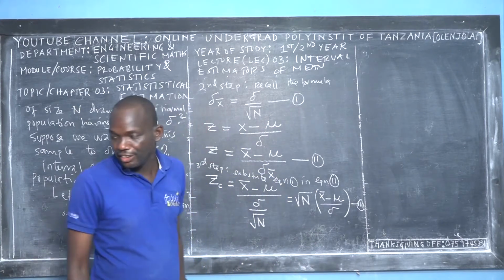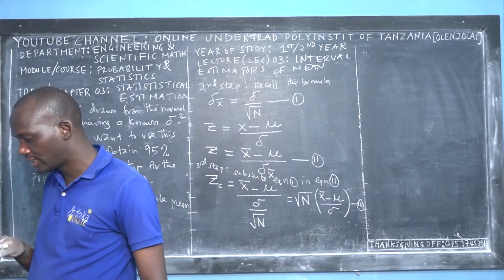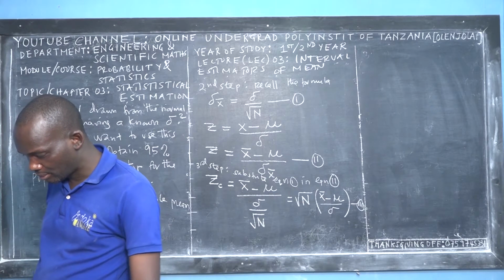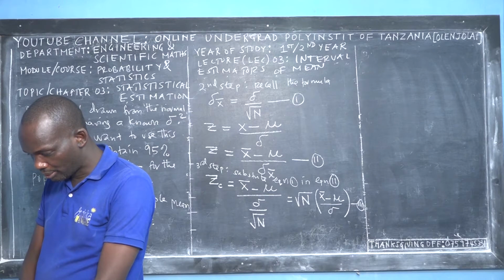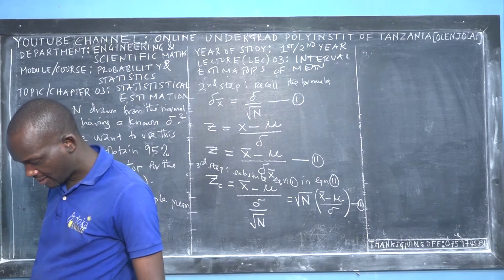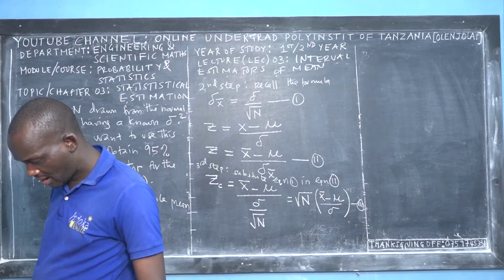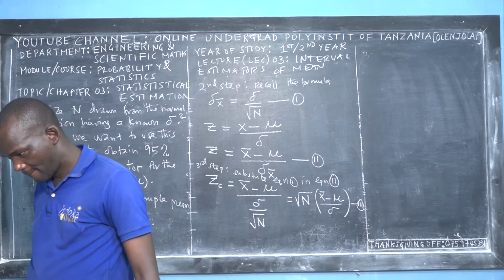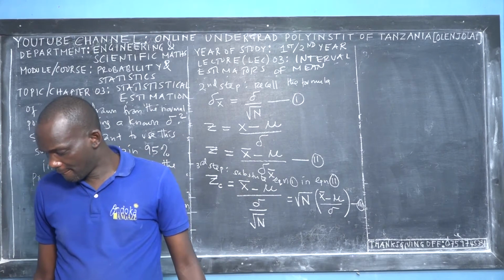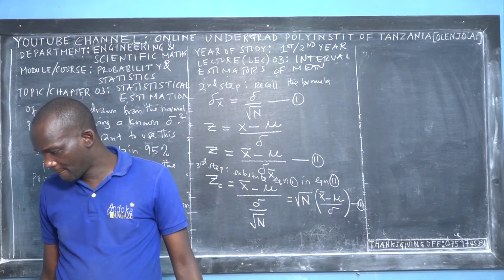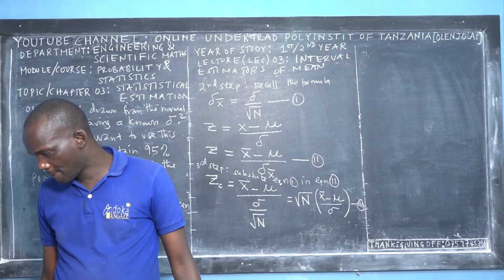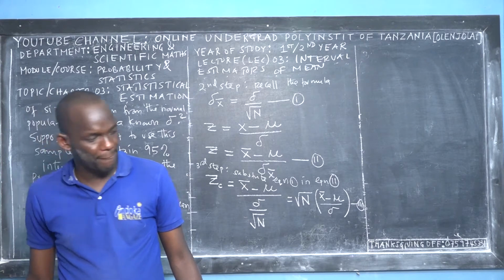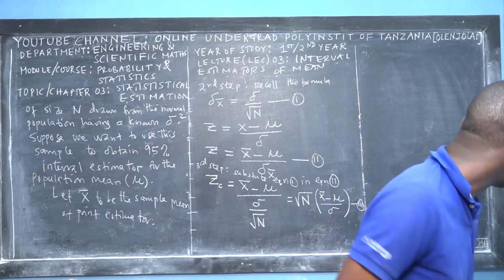Again, as statisticians, we have to think of another point: Z has a standardized normal distribution, and the value of Z gives the probability of this one. Okay, so we go for the third step.